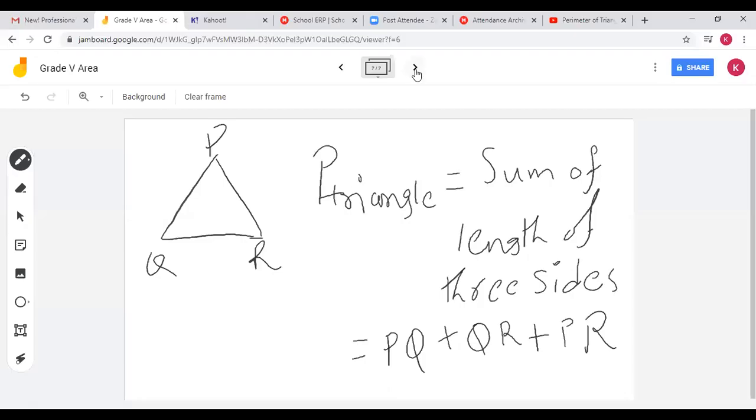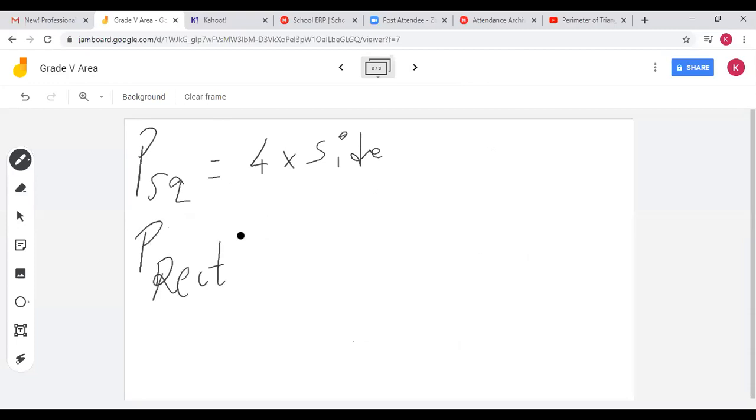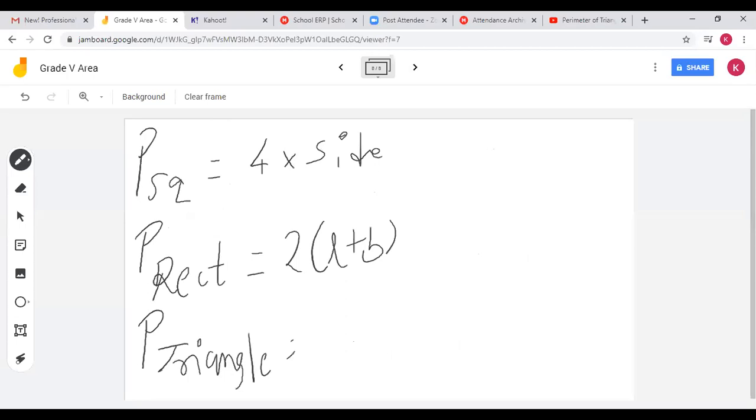Right now, going back to Jamboard. We have got: perimeter of a square is equal to 4 times side. Perimeter of a rectangle is equal to 2 times (L plus B), and perimeter of a triangle is equal to the sum of the 3 sides. I want you to write down these formulas, everyone. Please note it down.